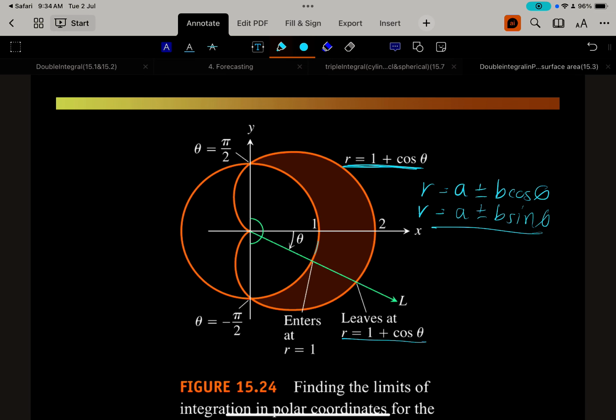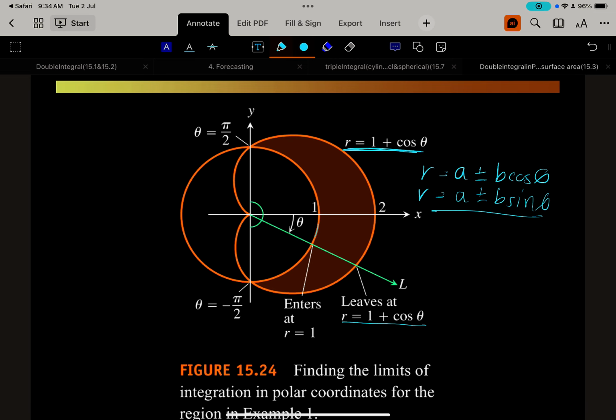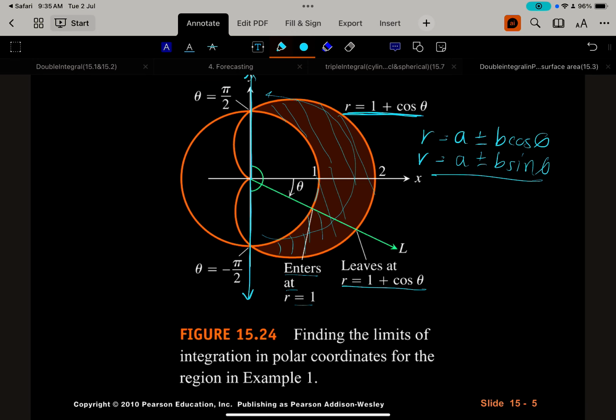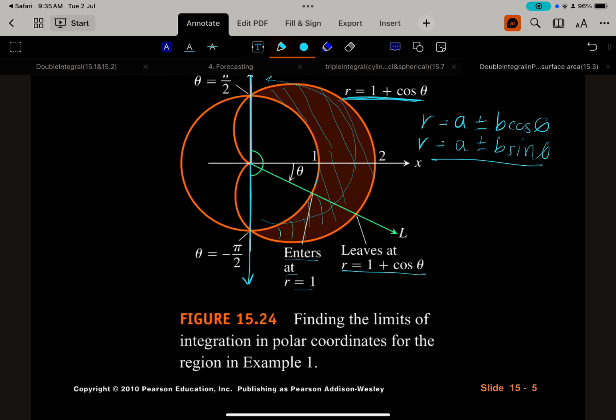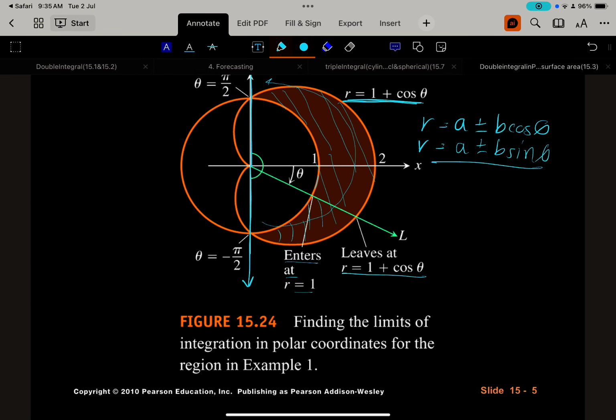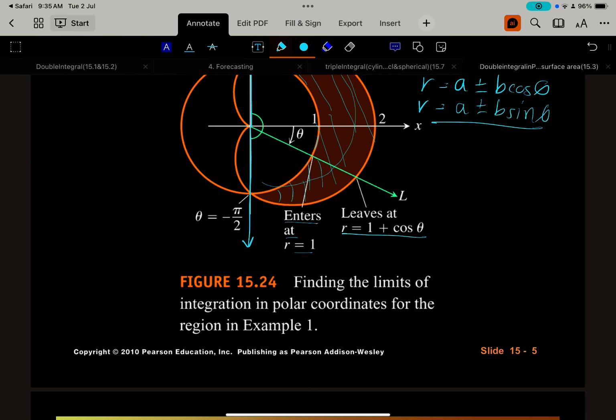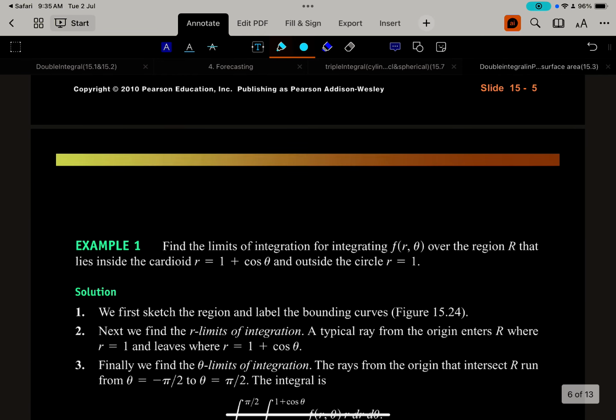Here we can say that it enters at r equals 1, and since this is our area, we are not considering any other area. So our starting theta is theta equals negative pi over 2, going up to theta equals pi over 2. These are our thetas, and so we found the limits of integration. Now we can use this information to find the area of any shape, and also the volume, and we're going to discuss how to do that exactly.